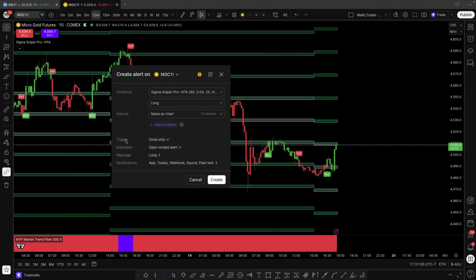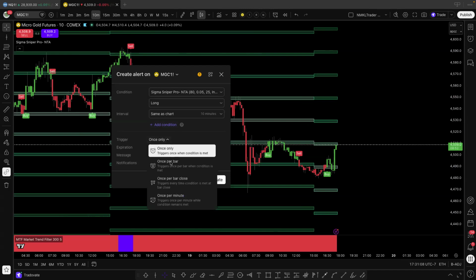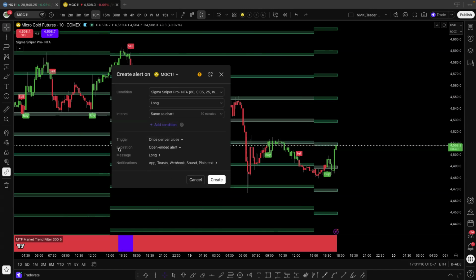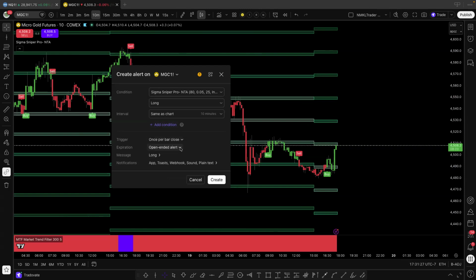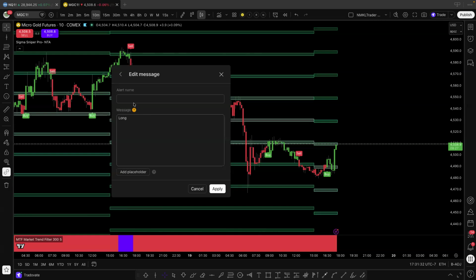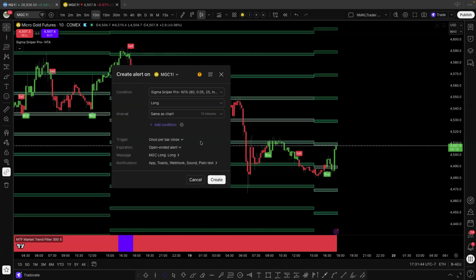I'm going to have this trigger once per bar close, and depending on what your expiration is, whether it's end of day, 1 week, 1 month, custom date, you need to go out and set that to where you want it to end. The message, you can go in and change to what you want it to be. I'm just going to say on this one, MGC long. Okay, so that's what I'm going to see on my phone.